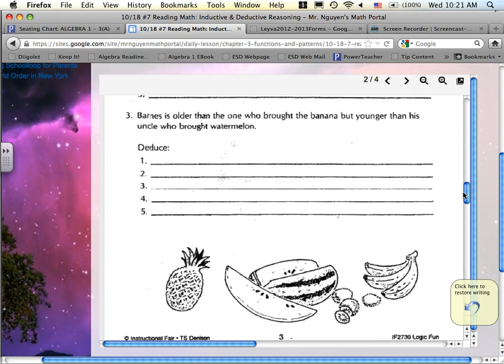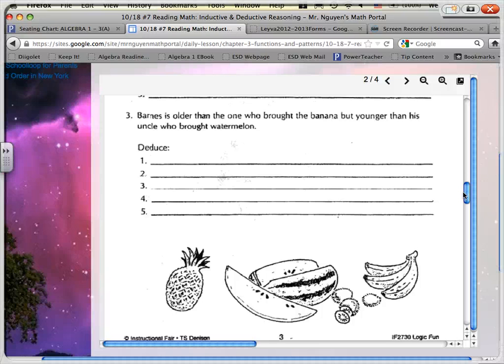It says that Barnes is older than the one who brought the banana, but younger than his uncle, who brought the watermelon. So, what can you say? Okay, so the uncle is the oldest. He brought the watermelon. The uncle is the oldest. What else?